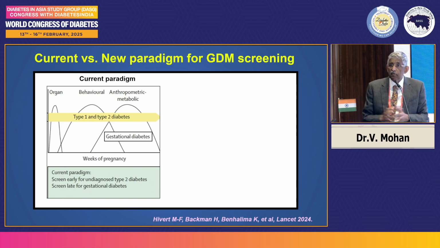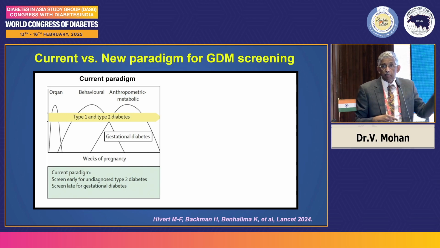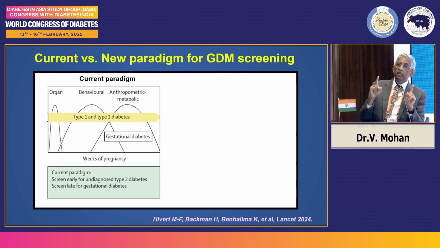So now I'd like to conclude by saying that the earlier paradigm, which we have all been following, is, yes, do a blood sugar in the first trimester, but that's not for GDM. That's to rule out pre-existing diabetes, type 1 or type 2. That's the only reason why we are doing it, not to look for GDM. GDM you look only in the second trimester. That's what we used to do.